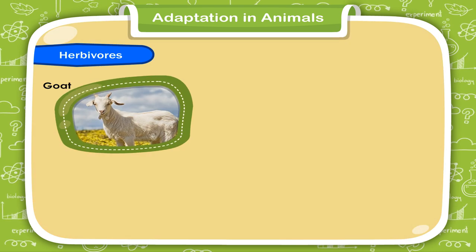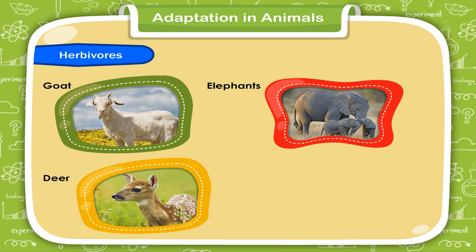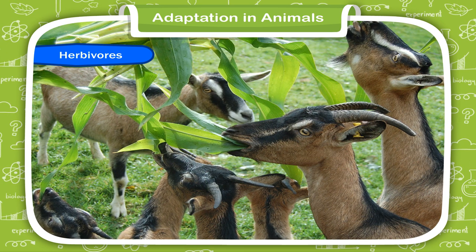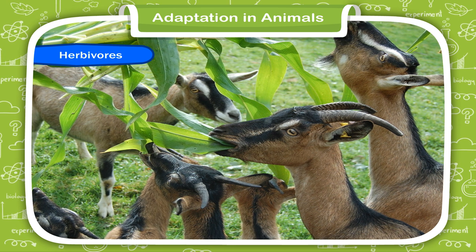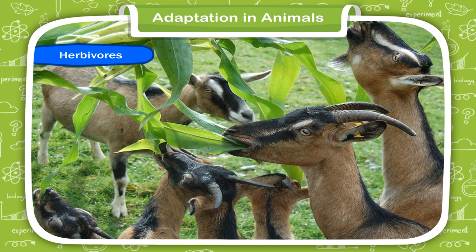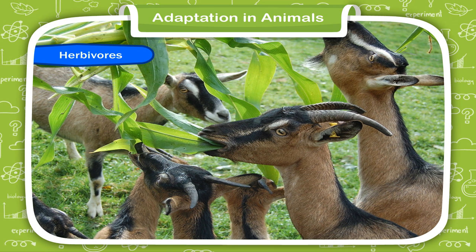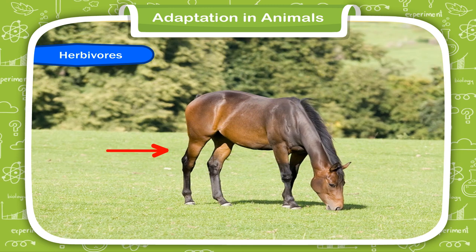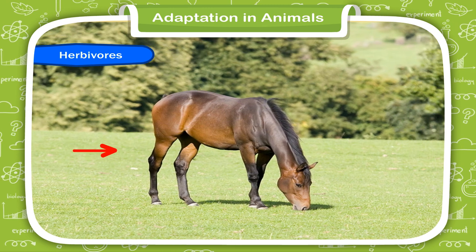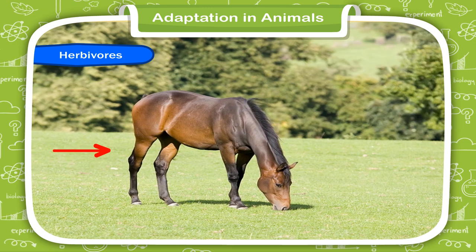Herbivores such as goats, elephants, deer, cows, etc. eat plants. They have very sharp front teeth to bite and cut the plant parts and strong, large, grinding teeth for chewing their food. They also have strong and long legs which help them to walk long distances to search food.